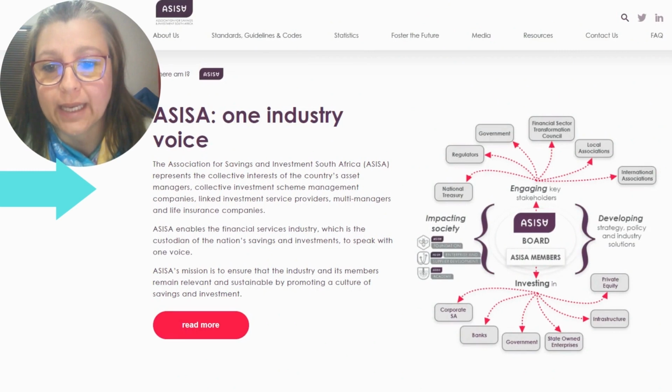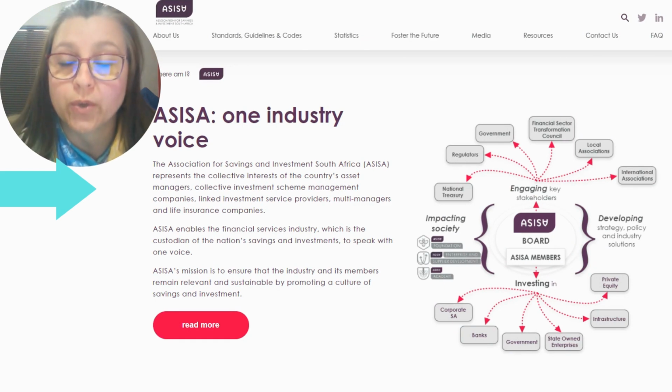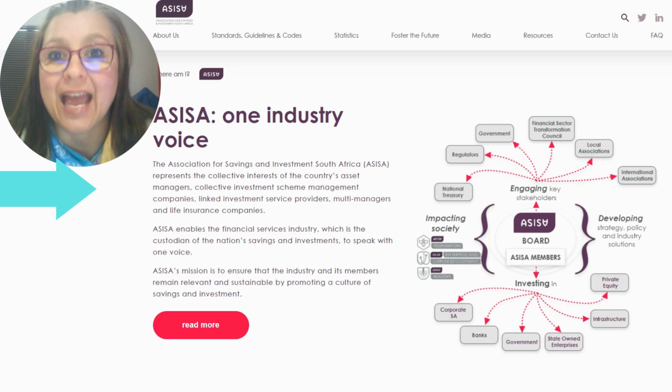And if we read there quickly, the Association for Savings and Investment South Africa represents the collective interests of the country's asset managers, collective investment scheme management companies, which are unit trusts, linked investment service providers, multi-managers, and life insurance companies. You understand why they're important. They are the regulatory body.